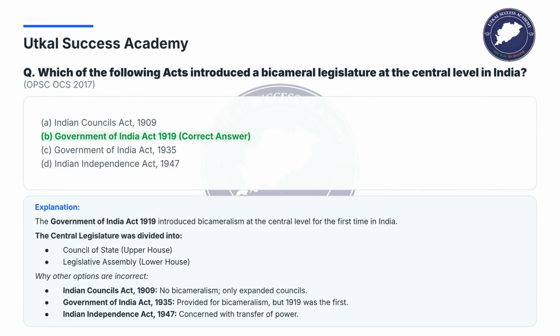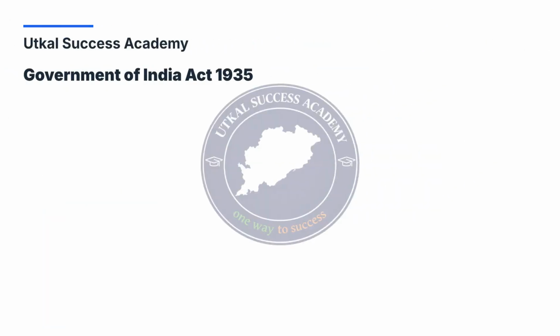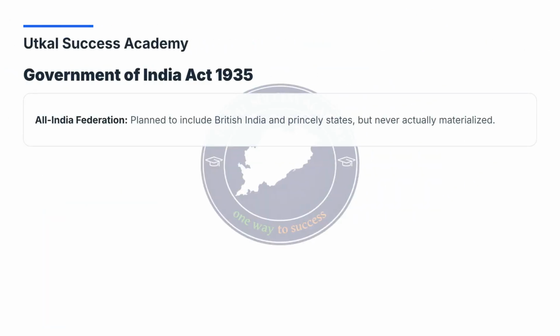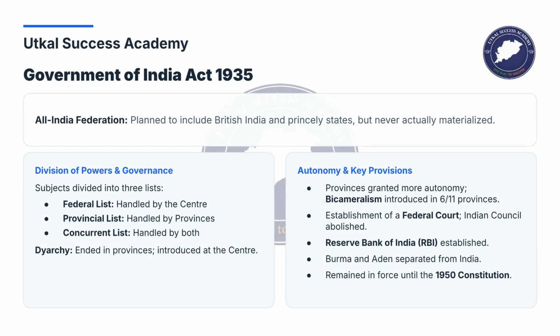The Government of India Act 1919 also introduced a bicameral legislature at the central level for the first time. This central legislature was divided into the Council of State and the Legislative Assembly. Now, let's turn to the Government of India Act 1935. It planned for an all-India federation that never materialized. It divided powers into federal, provincial, and concurrent lists.